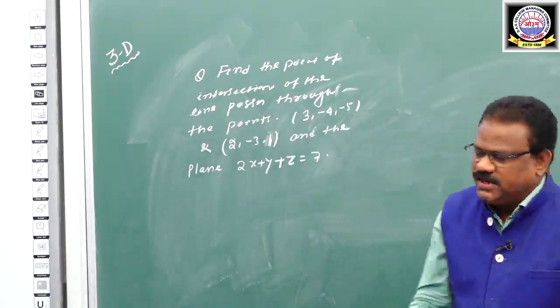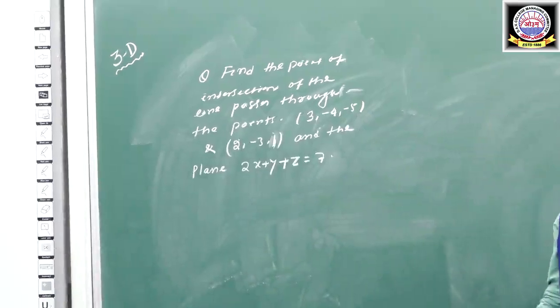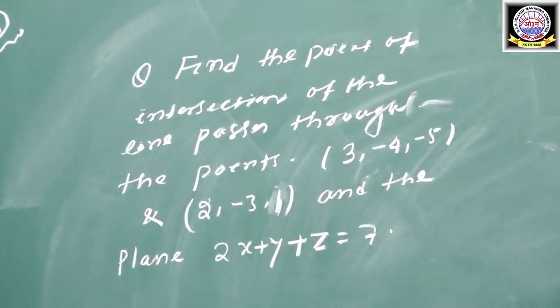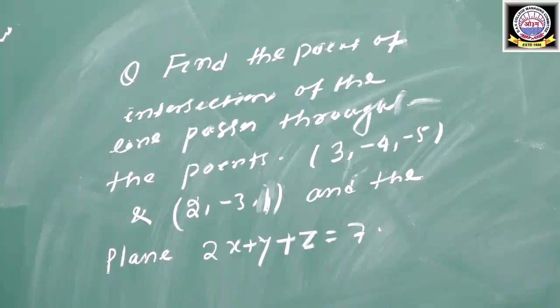Check the question, I am just reading it out. Find the point of intersection of the line which passes through the points 3, -4, -5 and 2, -3, 1, and the plane 2x plus y plus z is equal to 7. Find the point of intersection between the line and the plane.